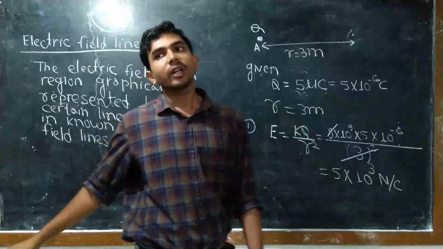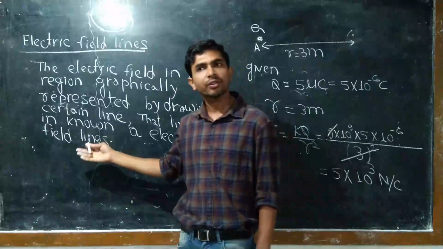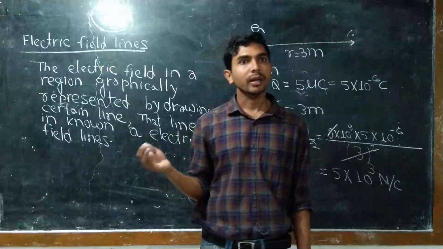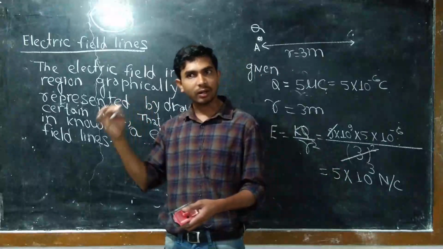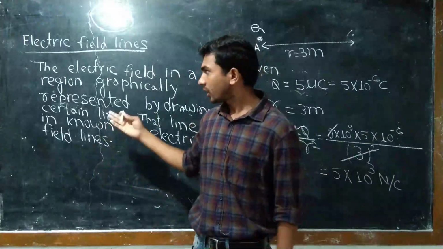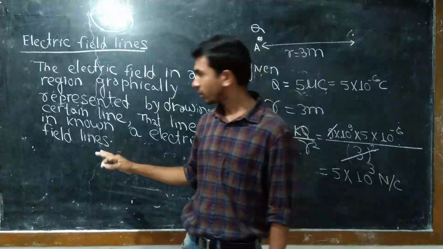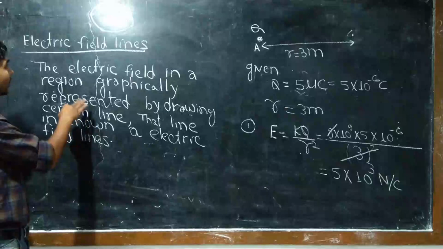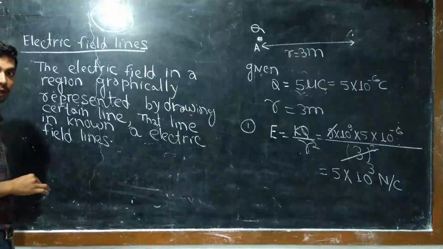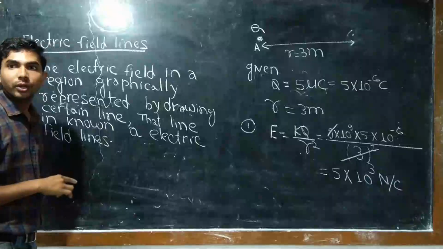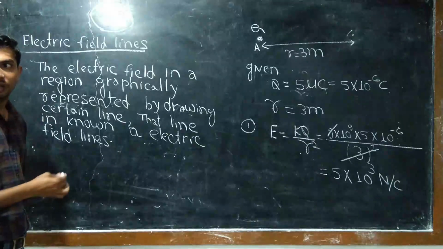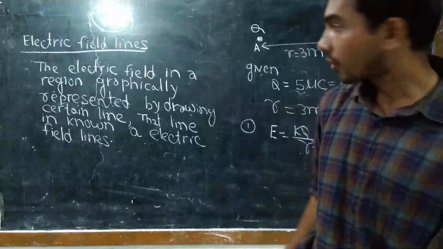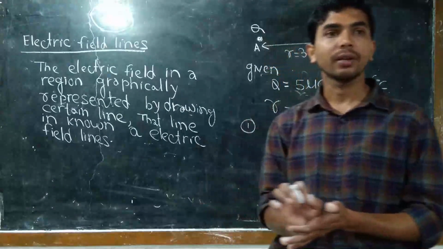This is an imaginary thing. Nothing like this actually exists. By drawing lines, we are just imagining the electric field. So somehow you are able to understand, right? This is your electric field lines, and sometimes this is also known as lines of force. Now next we are going to discuss the properties of electric field lines.